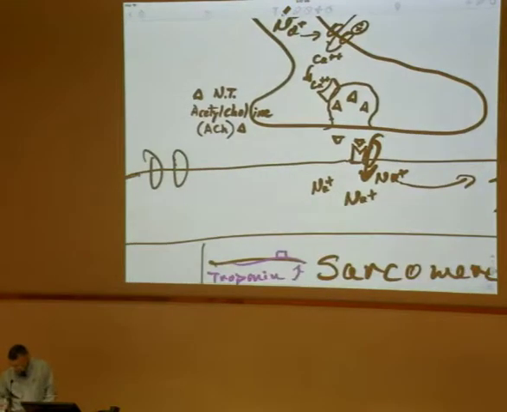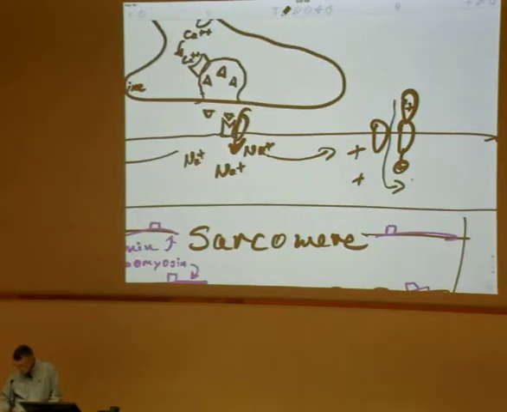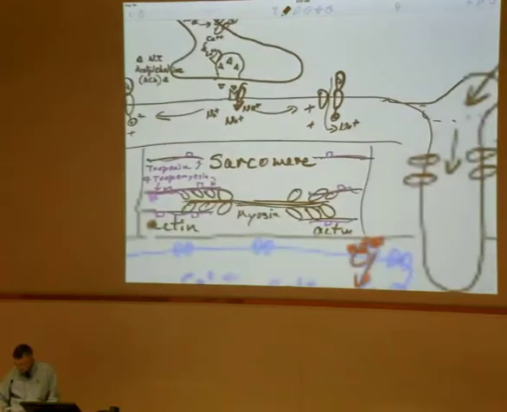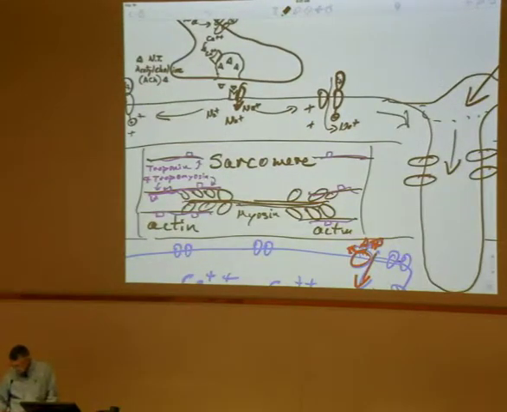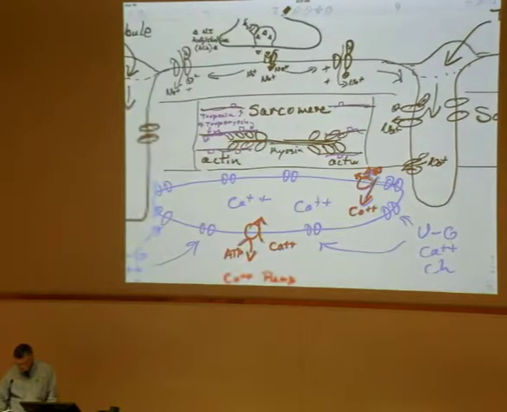So the sodium coming in will open voltage-gated sodium channels. I'm not showing voltage-gated potassium channels for the second half of the action potential, but you know they're there. And sodium gets into the cell.